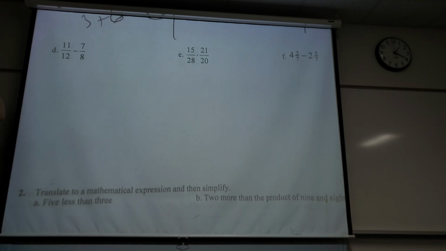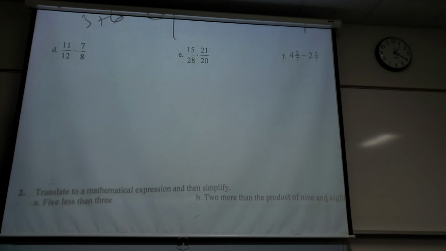What method do you guys use to find the LCD? Yes? I would multiply 11 over 12 by 2, and then the other one by 3. But how did you know to do that? That's my question. How do you know it's 12 and 24? Sure. Anybody else do it a different way? I did the common denominator. Yes. But how did you figure out it was 24?